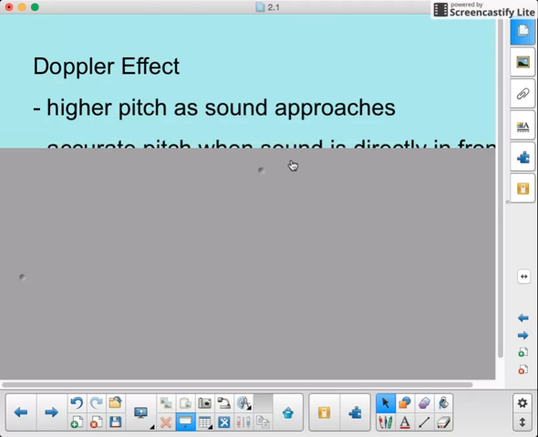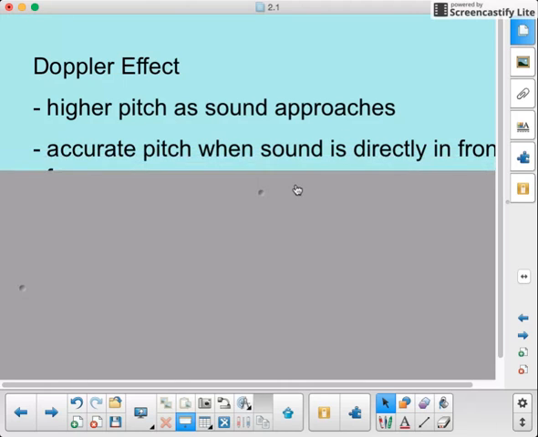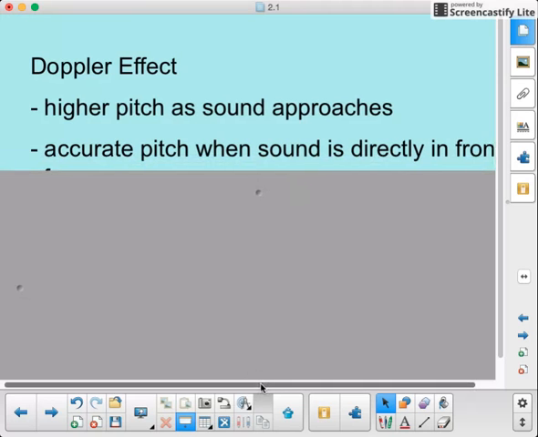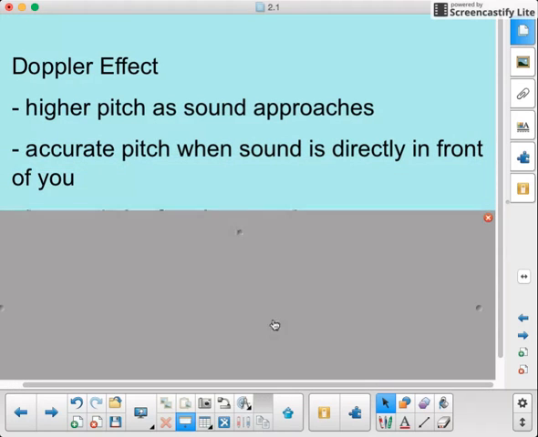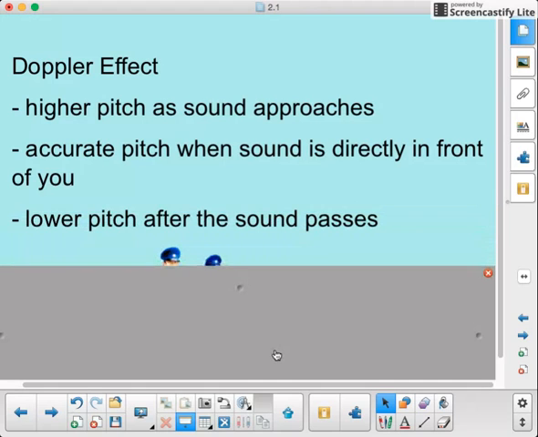The pitch of that sound is higher as the sound approaches us. That's because the waves are coming in closer together. They're higher frequency. So as that storm siren rotates toward you, you hear a higher pitch sound. You hear an accurate or a true pitch when the sound is directly in front of you. And then you hear a lower pitch after the sound passes.